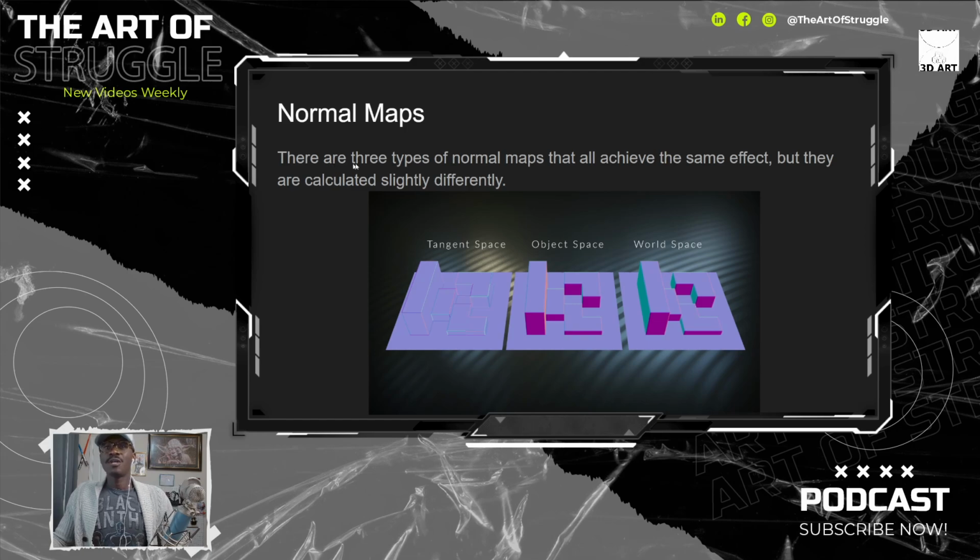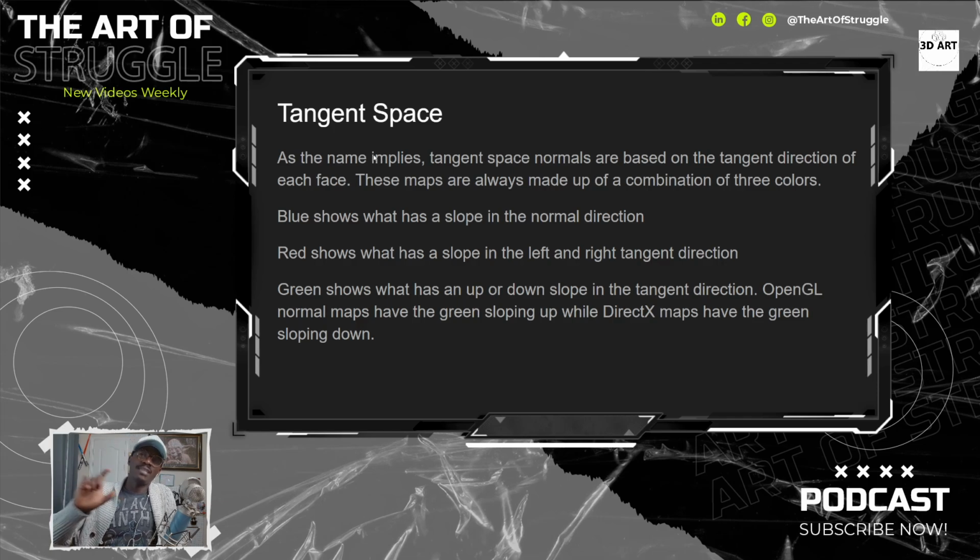All right. So there are 3 types of normal maps that all achieve the same effect, but they are calculated slightly differently, right? There's tangent space normals, there's object space normals, and then there's world space normals. They all achieve the same thing, but they all do it in different manners. All right. So let's talk about tangent space first. As the name implies, tangent space normals are based on the tangent direction of each face. These maps are always made up of a combination of 3 colors.